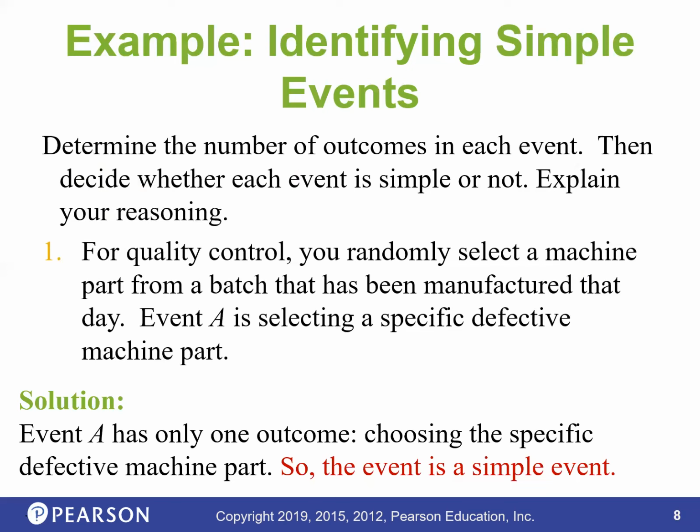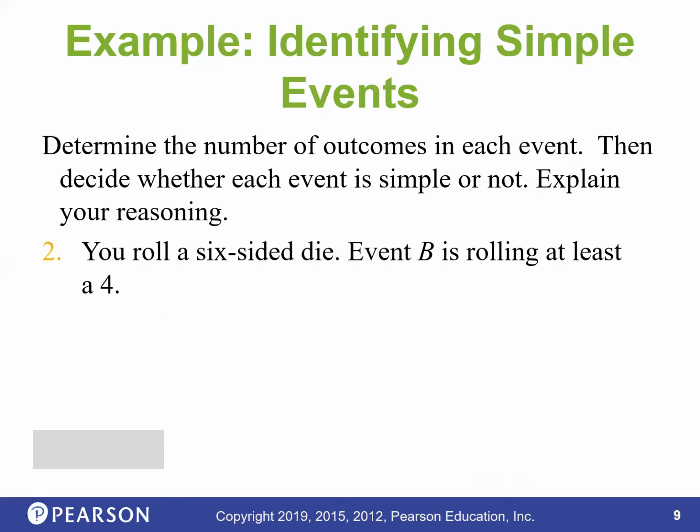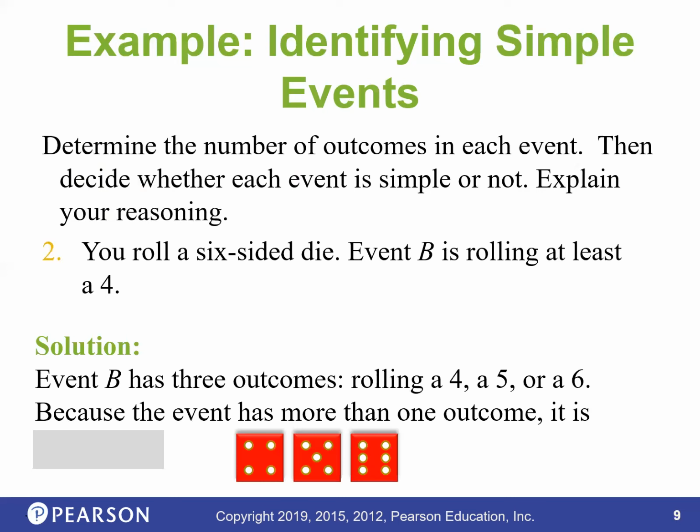Select a. Okay, let's jam on to the next one. You roll a 6-sided die. The event B is rolling at least a 4. Simple event or not a simple event? Thank you, Giselle. Not a simple event, because there's 3 different possibilities, right? You roll 4, 5, or 6. So not a simple event in this case.